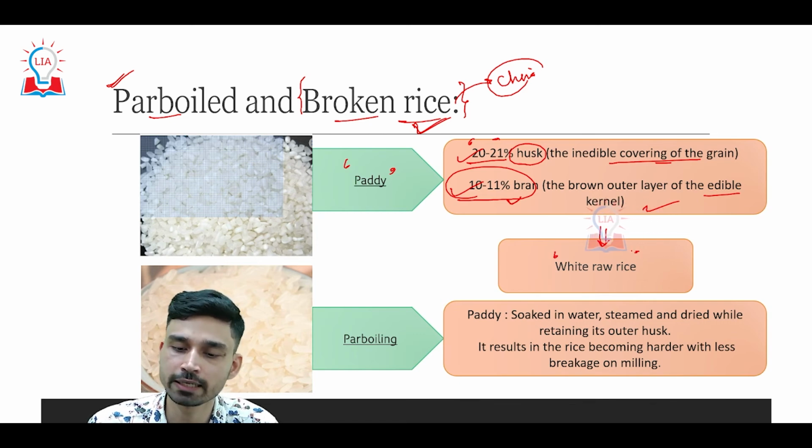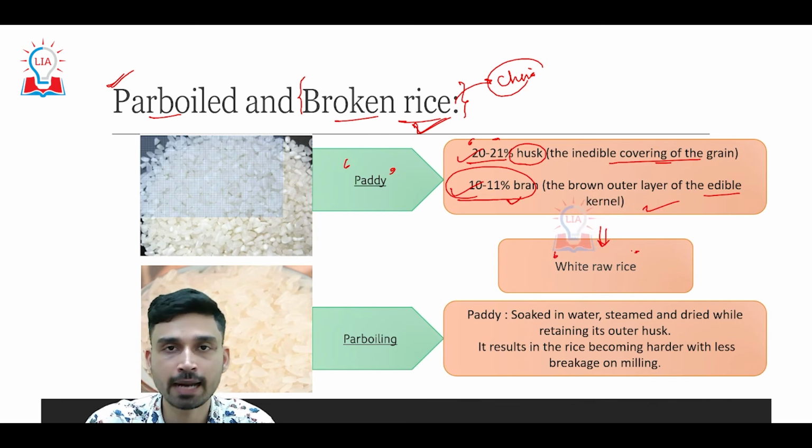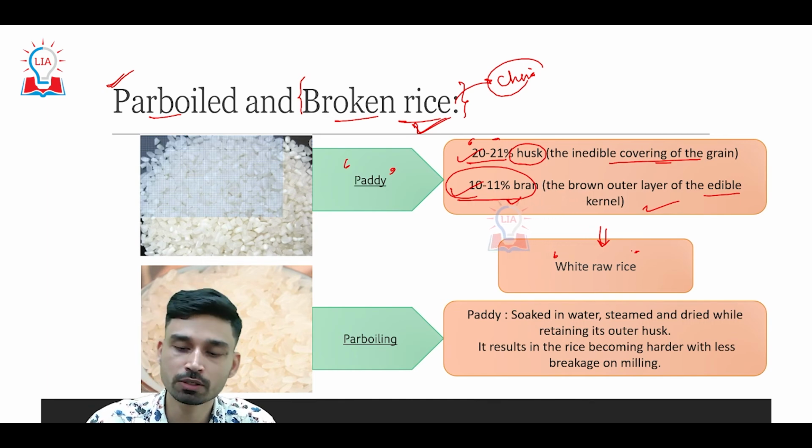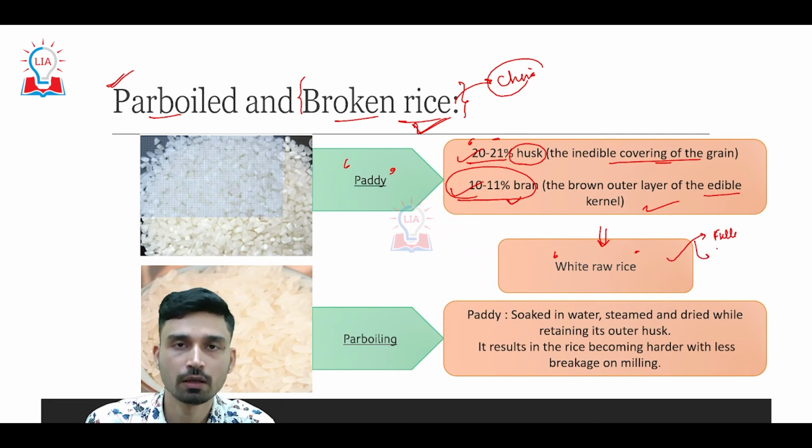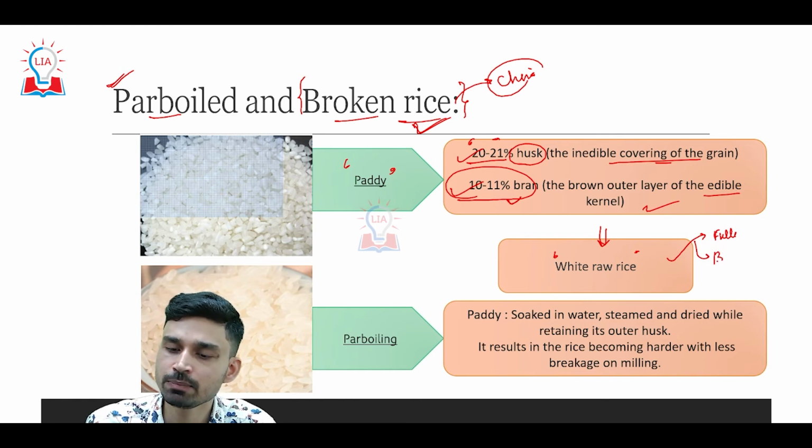and what we get finally is white raw rice. Here we have to understand that when the paddy crop is directly sent to the mills and undergoes the milling process, the white raw rice that we get consists of both the full kernel of the rice as well as the broken kernel of the rice. So it is a mixture of both.